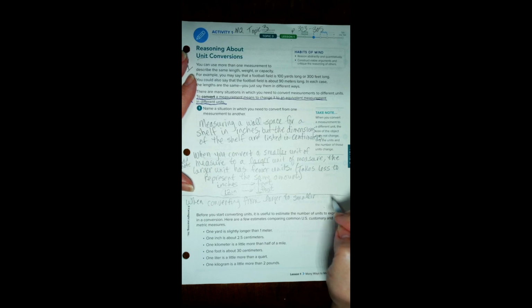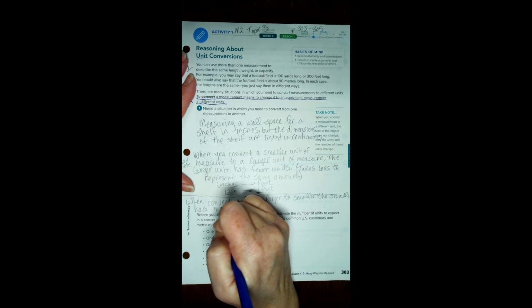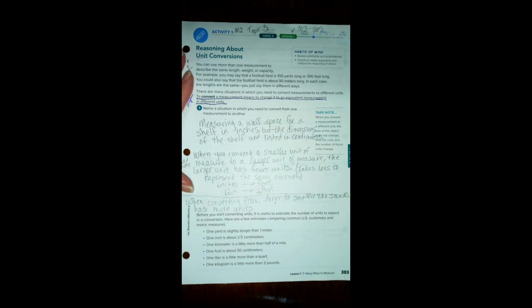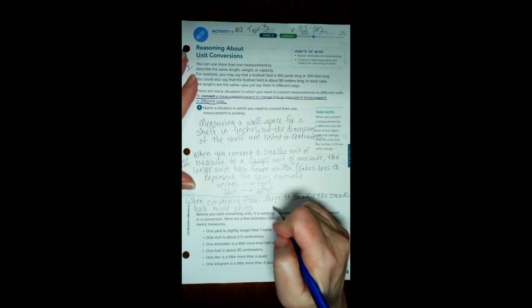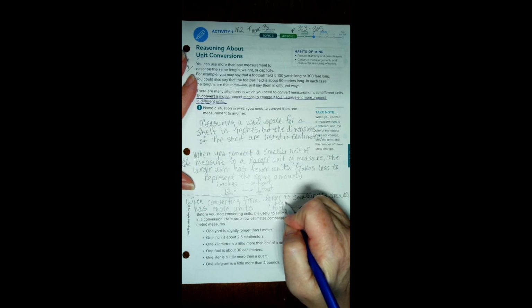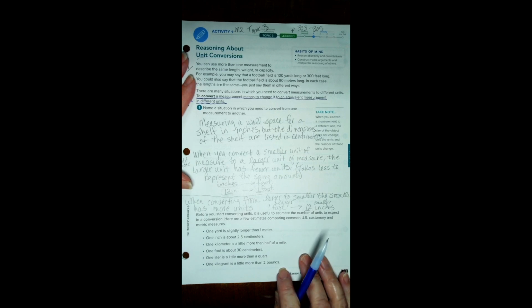The smaller has more units. The smaller one's always going to have more units to represent the same amount of space. Right, so even if we went from 1 foot to inches, this is a smaller unit than this. This is the larger unit. The smaller has more units.